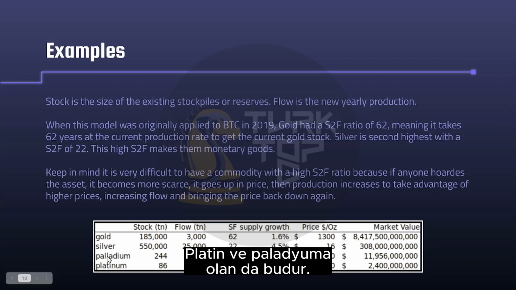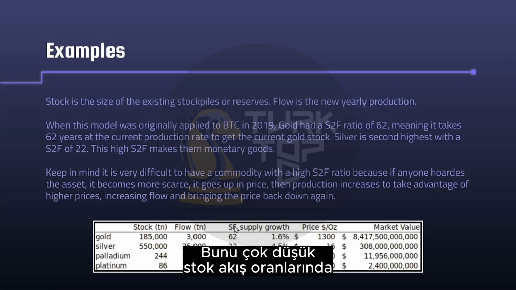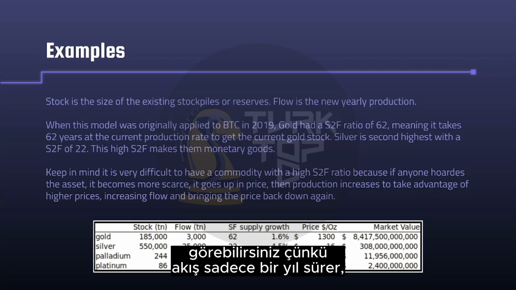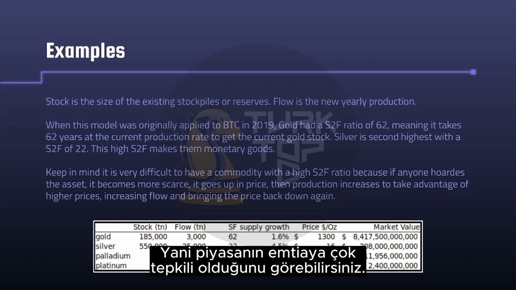This is what happens to platinum and palladium. You can see here very low stock to flow ratios because for the flow, it only takes 1 year. You can literally see here one year of flow to match the total stock. So you can see the market is very reactive to the commodity.